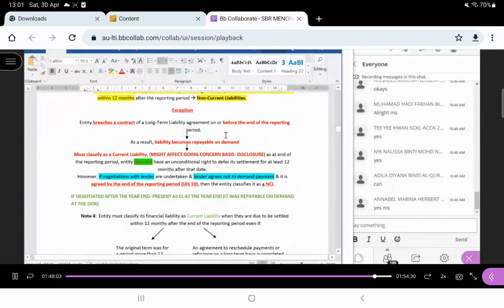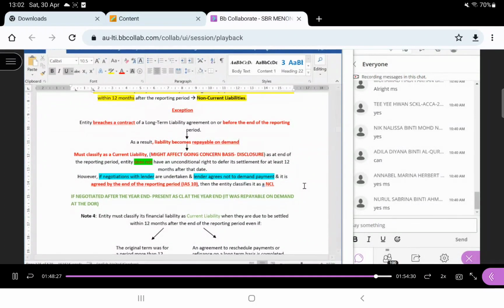Now, this exception is very important. Read this. When a company breaches a contract, so let's say I took a 5-year loan. Now, because of the pandemic, I couldn't pay. So when I breach a contract, and very important, it becomes repayable on demand. That means our agreement is, if I fail to meet the payment, the bank can immediately demand. Then look at this word here. Must classify it as a current liability. Underline these 3 words. Breach a contract, repayable on demand. I must show it as current liability.